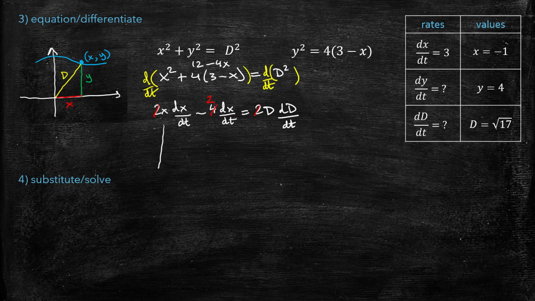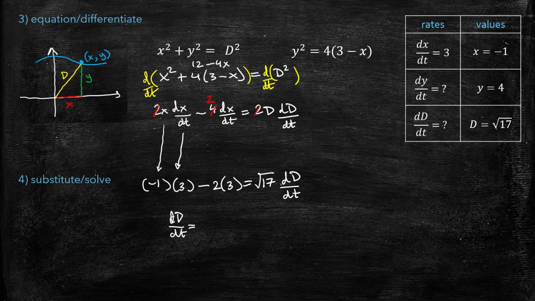So coming down to here, x is -1 and dx by dt is 3. And continuing along, minus 2 times dx by dt again, which is 3, equals root 17 times the derivative we would like to find, the rate of change we'd like to find. If we just rearrange this, the left-hand side would simplify to -9, divide through by root 17, and that will come out to -2.18 units per second. So that's interesting. dx by dt is positive, but dd by dt is negative, which must mean it's shrinking.